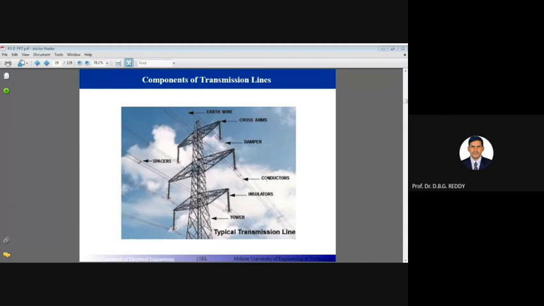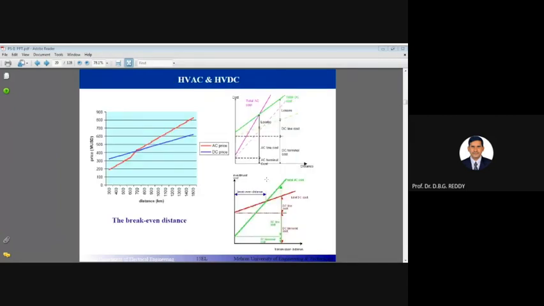Thank you. Very good. This is a component of a transmission line. Now we will go to the next slide, and that is HVAC, HVDC. Today I am explaining all 5 units. One more important PPT is available. That's why I am telling that overall.